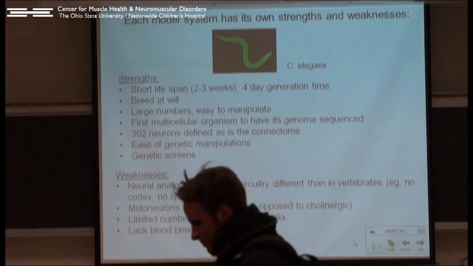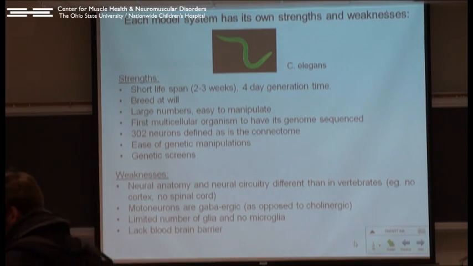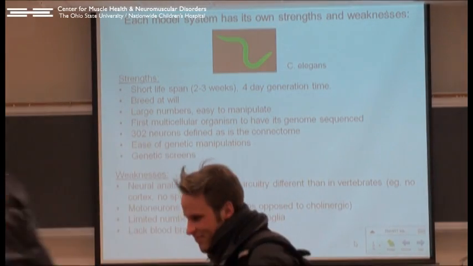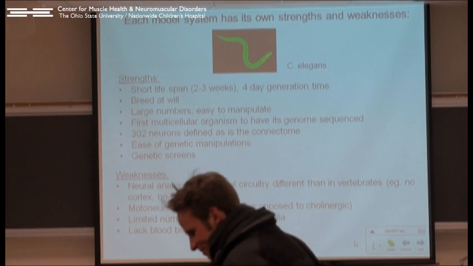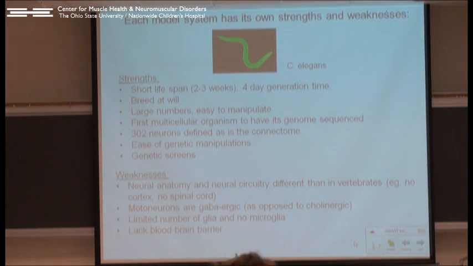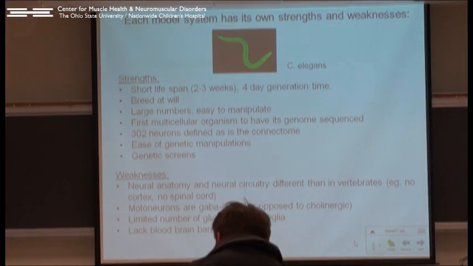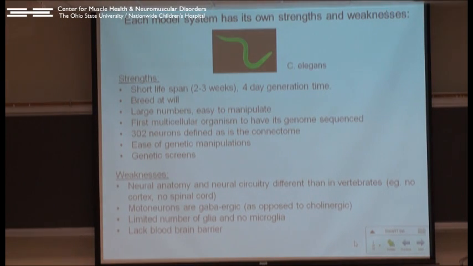One of the strengths is that it has a, you could give this as a strength and a weakness, a short lifespan, 2 to 3 weeks, and a 4-day generation time, so very quick, right? You can generate a lot of animals in a very short amount of time. They breed at will, so you don't have to wait for them to breed, you don't have to order breeding animals. Large numbers and easy to manipulate.